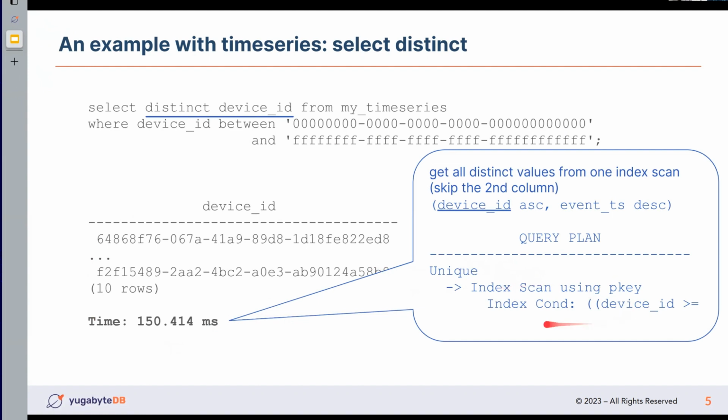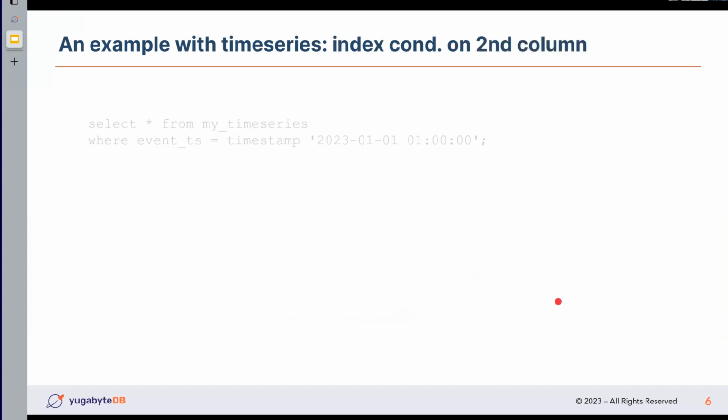You see the same plan as if it scans all the rows, but behind the scenes, it just skips many rows that are not useful when you want only the distinct values.